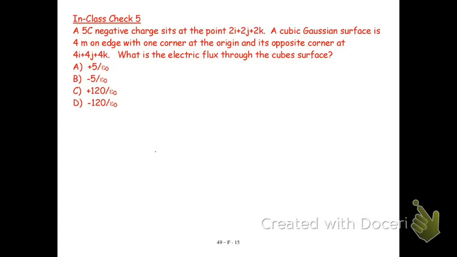Ooh, IJK. Let's think about this. A 5 coulomb negative charge sits at this point in space. And then a cubic Gaussian surface: we're given the side of it, and we're given 2 opposite corners of it. This is just geometry. I'm not going to be doing anything fancy with my IJK. I'm just going to be visualizing. 2, 2, 2.